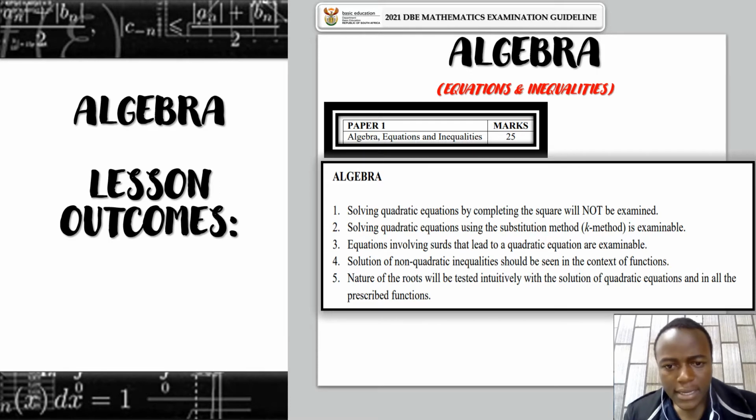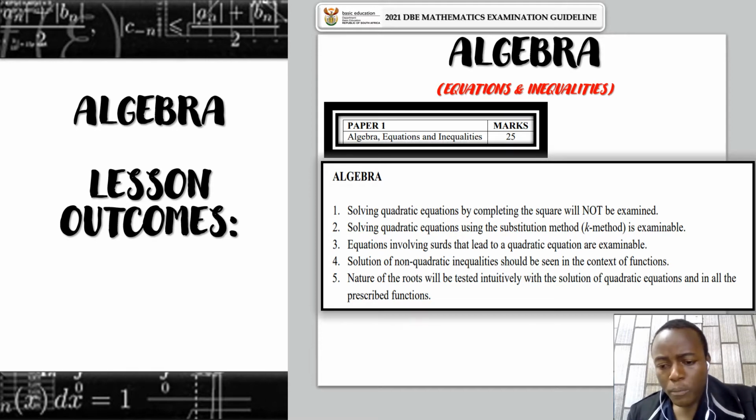Okay, let's take a look at your Department of Basic Education examination guideline. You can see that algebra, equations and inequalities, it has 25 marks. So it's a lot. Then let's look at what is expected of you, or what will be examinable and what will not be examinable in this chapter.